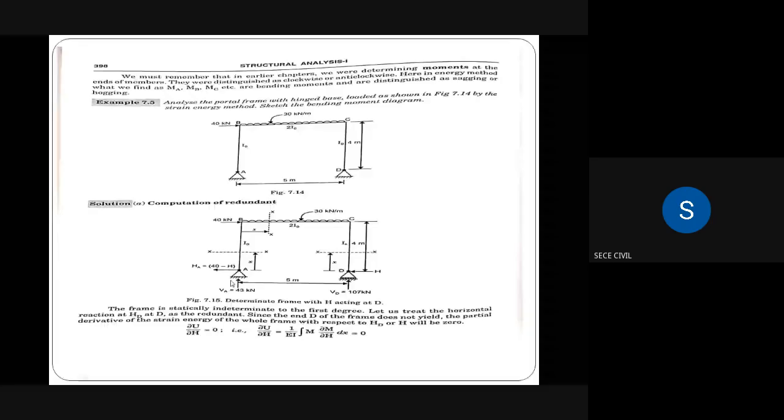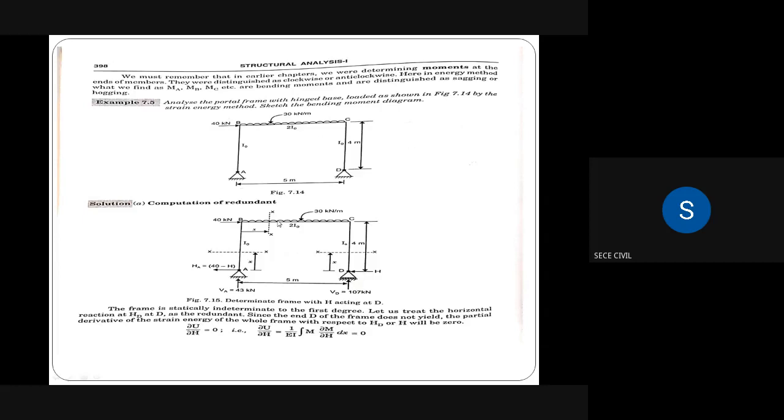We take moment about point D. Because of VA, we'll get a clockwise moment, so VA into 5. Then we have one more load, a lateral load of 40 kN at joint B. Because of this load, it will give a clockwise moment only. So plus 40 into horizontal load into vertical distance, so plus 40 into 4.